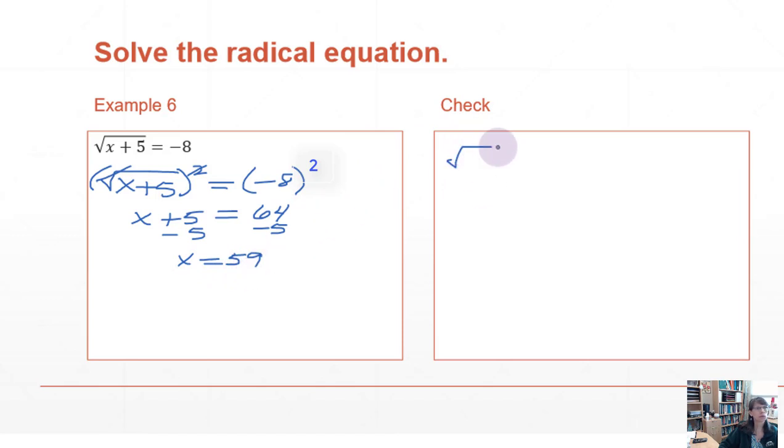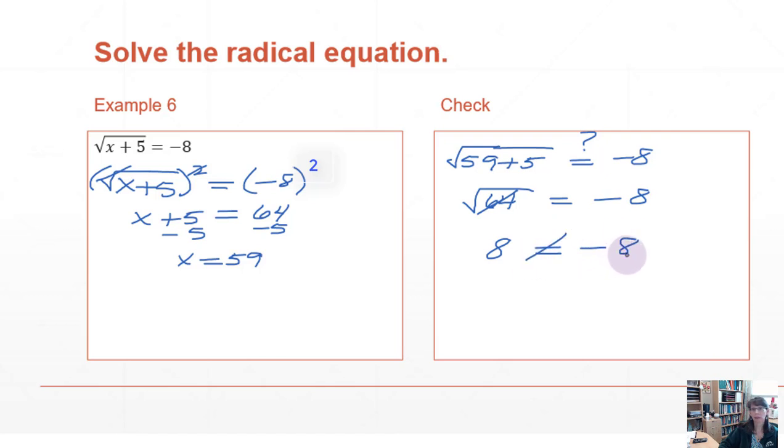So that means we're replacing x with 59, so we would have 59 plus 5 under the radical. Is that really equal to negative 8? 59 plus 5 would give us square root of 64 equal to negative 8. Well, the square root of 64 is 8. And 8 does not equal negative 8.